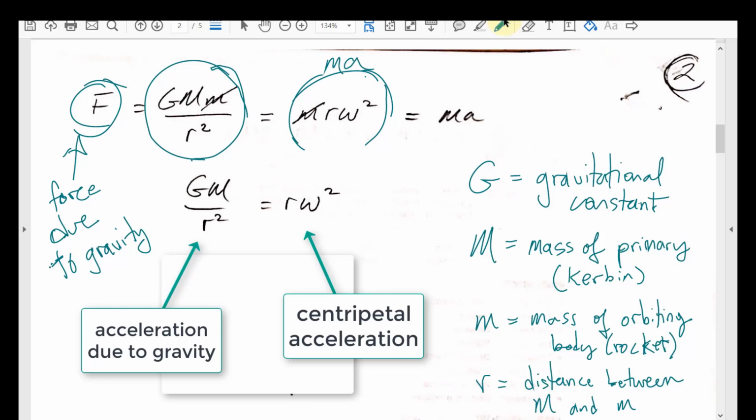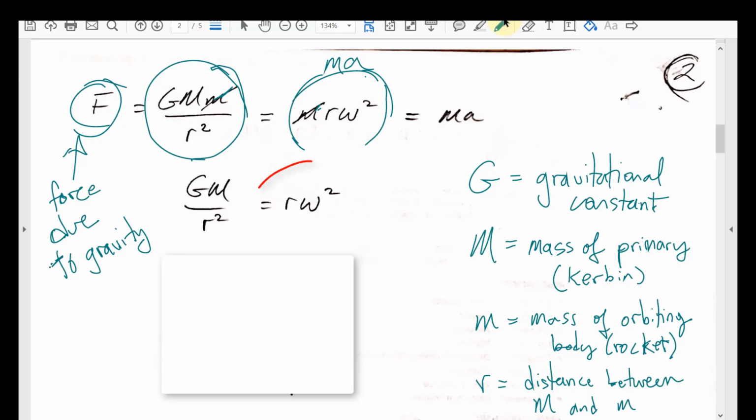Well, in this equation, we can cancel the mass of the rocket. It doesn't really matter what the mass of the rocket is to relate the force with the acceleration. So we end up with G times big M over R squared equals R times omega squared. So the acceleration due to gravity on the rocket is equal to this value.